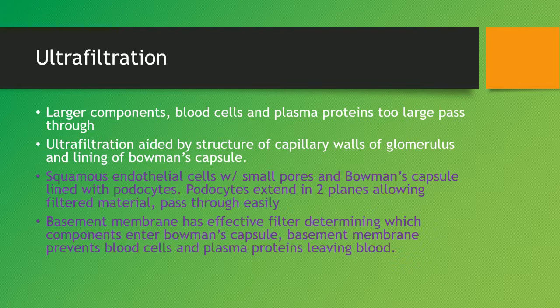Ultrafiltration is when we need to talk about larger components. Larger components such as blood cells and plasma proteins are too large to pass through. Ultrafiltration is aided by the structure of the capillary walls of the glomerulus and the lining of the Bowman's capsule, as there are squamous endothelial cells with small pores, and the Bowman's capsule is lined with podocytes. Podocytes can extend into two planes, allowing the filtered material to pass through easily. And there's another filter as well, called the basement membrane. This is an effective filter which determines which components enter the Bowman's capsule, as the basement membrane will prevent the blood cells and plasma proteins leaving the blood.